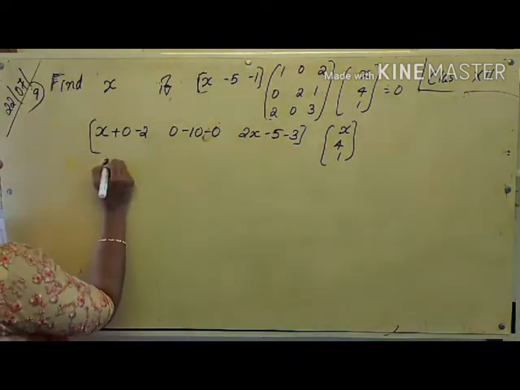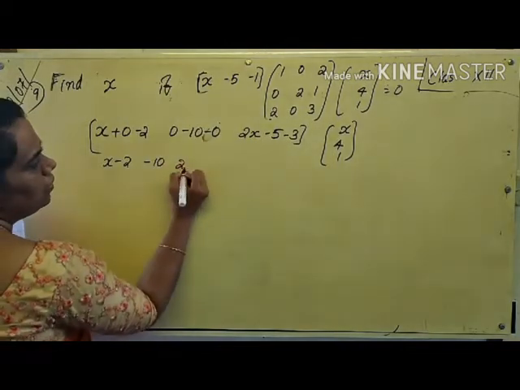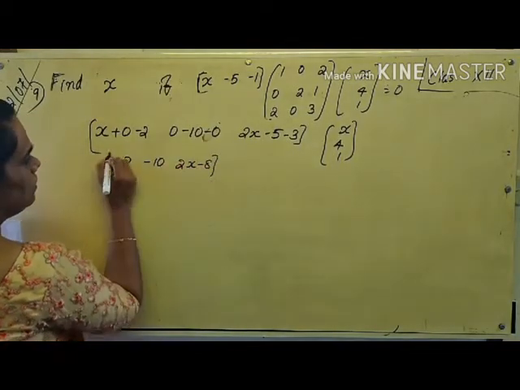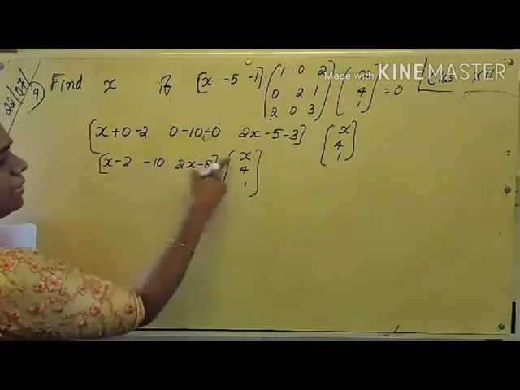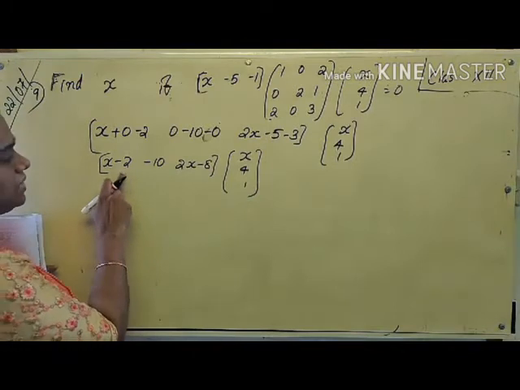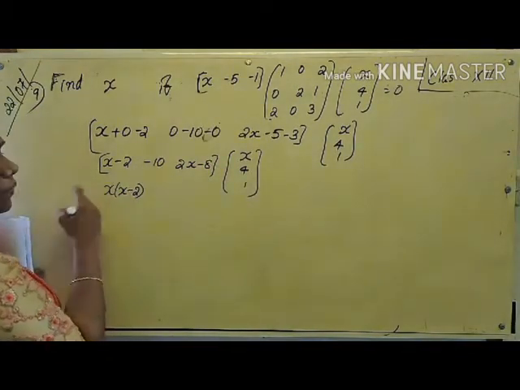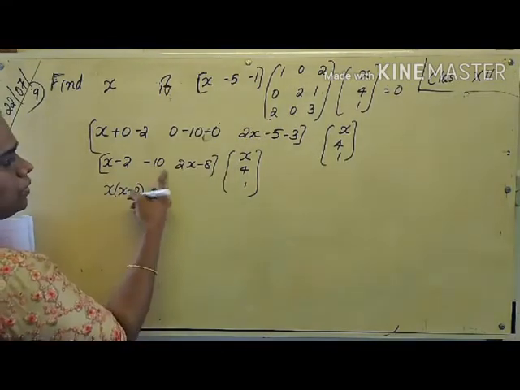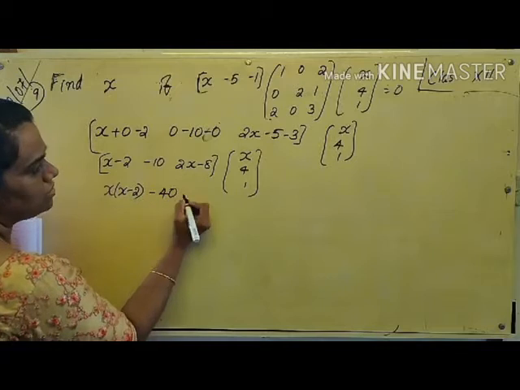Okay, now x minus 2 into minus 10, then here we have 2x minus 8. We can multiply with x for 1. We can do the matrix multiplication. Okay, let's do the matrix multiplication. X into x minus 2. Next step, minus 10 into 4, minus 40.